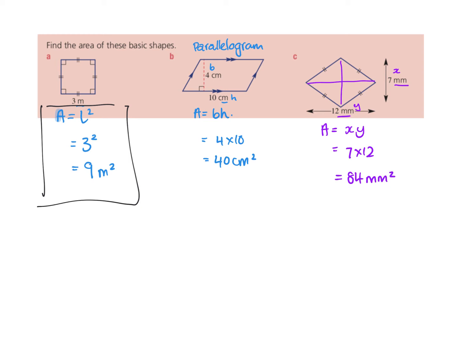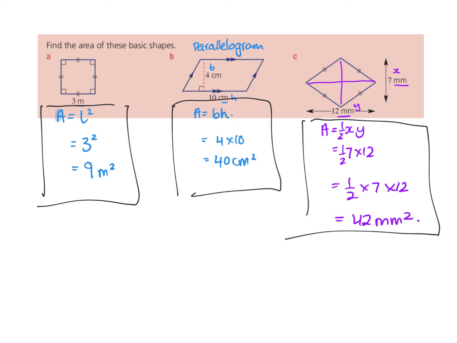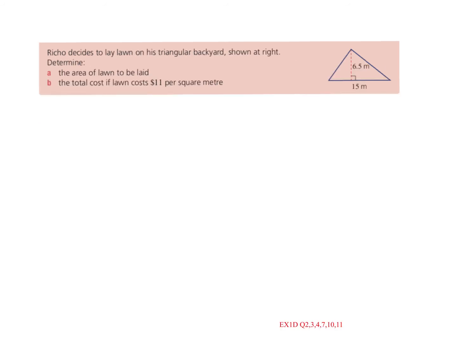It says half XY. Oh, sorry, half XY. So what's half of 84? 42. Half times 7 times 12 is 42 millimeters squared. Good work.